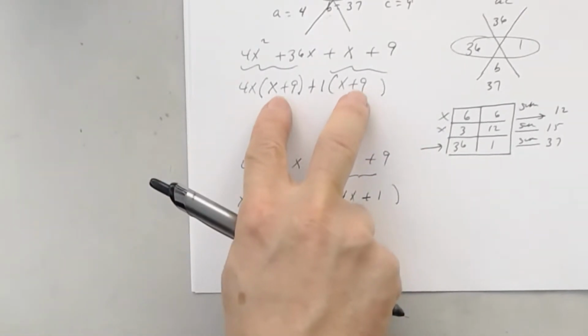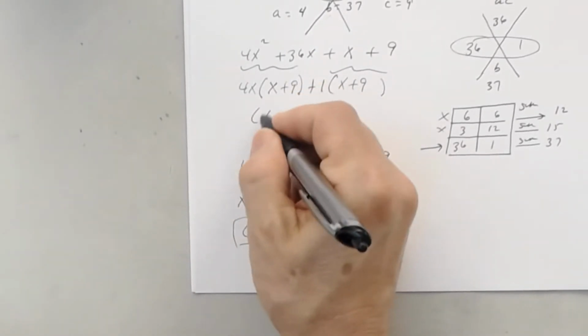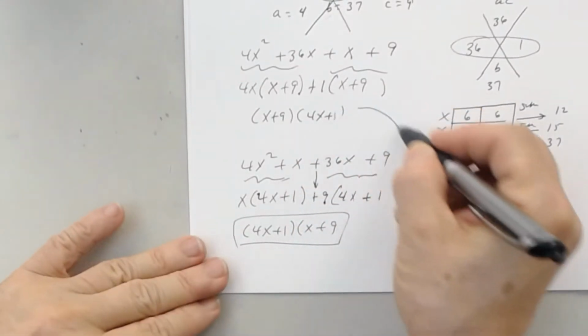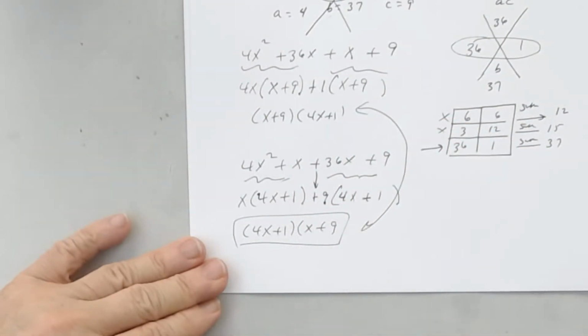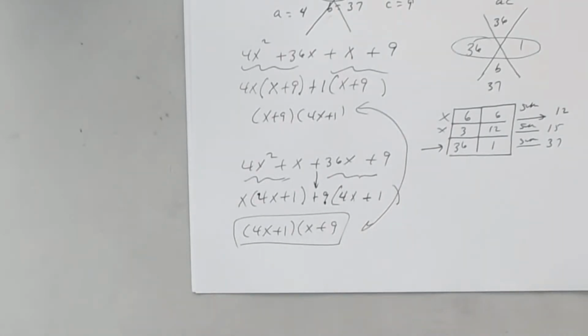And now those two terms have what in common? X plus 9. So I get x plus 9 times what? 4x plus 1, which is the same as the other one. So the order in which you put those numbers you come up with does not matter. You'll get the same answer.